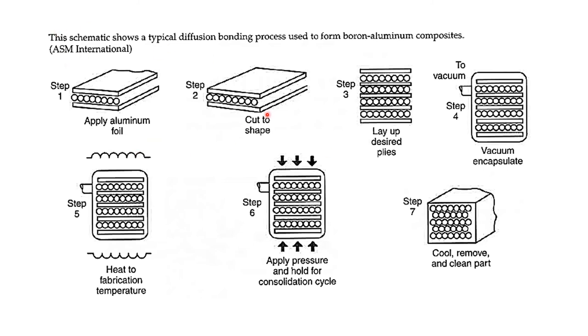So the next one is a diagram from your textbook showing a typical diffusion bonding process used to form a boron aluminum composite. Step one, you apply the aluminum foil. Step two, cut to the shape. Step three, lay up the desired plies. Step four is vacuum encapsulate. So what are we doing? We're layering, right there. Step five, heat it, while we're heating it, to fabricate. Then step six, we're gonna pressurize, so apply the pressure and then consolidate. And step seven, cool it down. So here is your product, a very clean part.